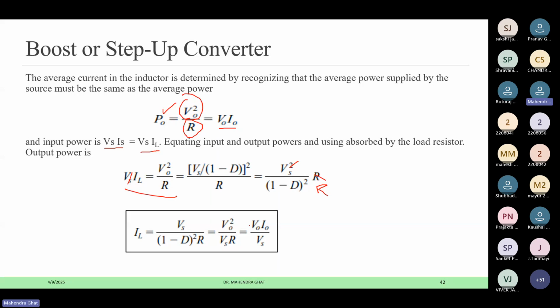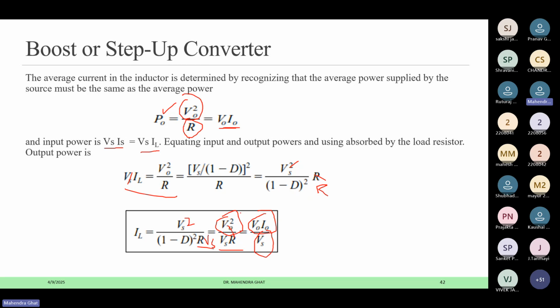The same equation you can write in terms of the output voltage as VO square divided by R into Vs. Because Vs divided by 1 minus D is nothing but the VO, so you get VO square divided by Vs into R. Similarly, VO square by R is nothing but VO into IO. So if I replace VO square by R with VO IO, I will get IL as VO IO divided by Vs. So it is just in different terms.